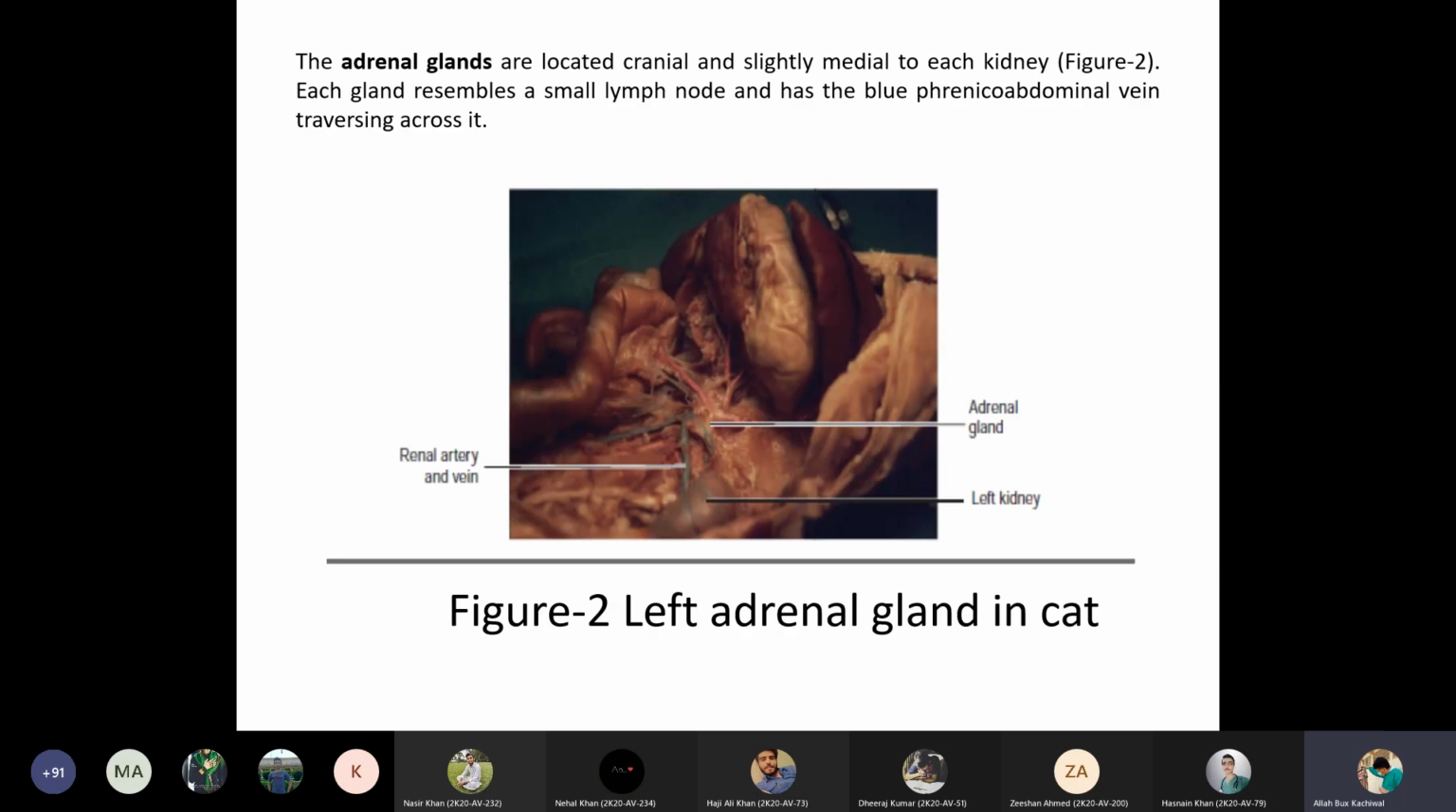The adrenal glands are located cranial and slightly medial to each kidney, and each gland resembles a small lymph node and has the blue abdominal vein which is traversing across it.